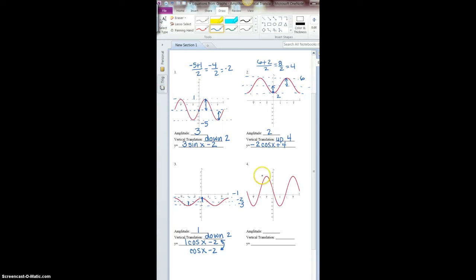All right, number 4. Our maximums are at 5. Our minimums are at -3. So if we do 5 plus -3 and divide by 2, taking the average of the maximum and the minimum, that'll give us our middle. So that's going to be 2 over 2, which is 1. So our middles are here at 1. So that means the vertical translation, the whole graph went up 1. So now the amplitude, again, is the distance from the maximum to the middle, or the minimum to the middle, and both of those are 4.